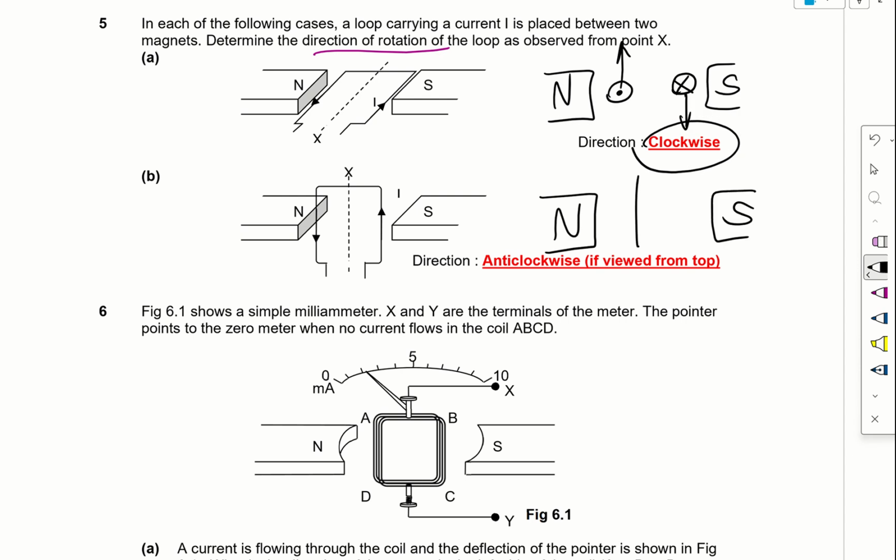Okay, so I will just have current this way, and current on the other side is this way. Okay, no problem, I can still apply my Fleming. If I'm doing it on this side, my middle finger is pointing to the bottom of the screen, north to south is this way, and for the force, you will see that your thumb is pointing towards you, so this is the direction of the force. Okay, and so over here will be the opposite direction. So if we were to see it from the top, then it will be an anti-clockwise direction.